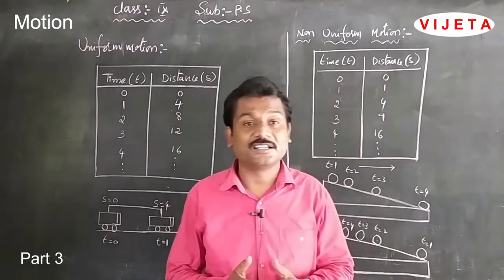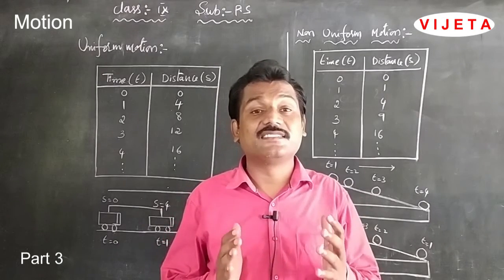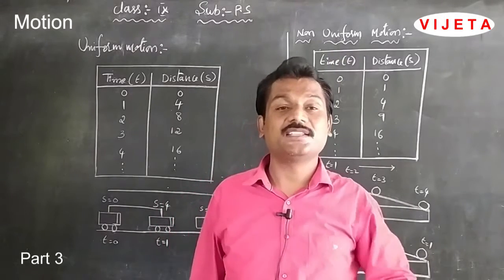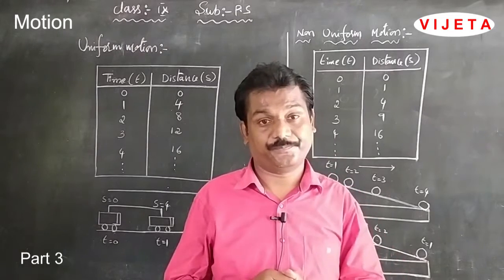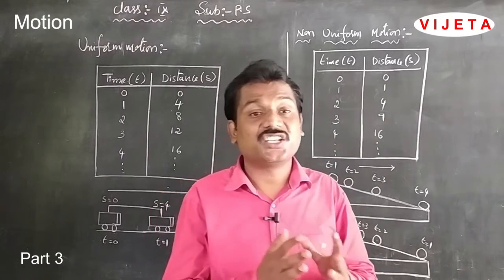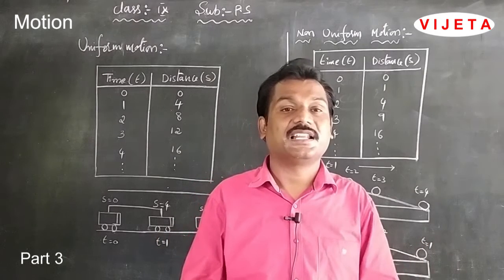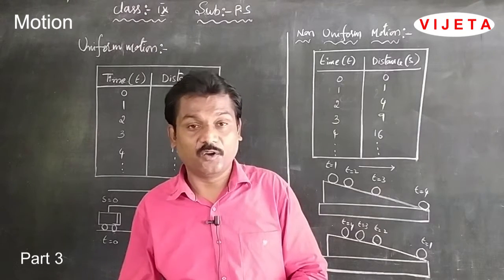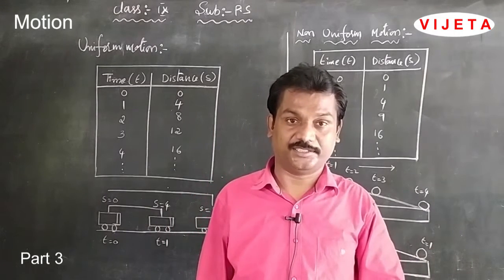If a body is traveling with a change in velocity, then the body is said to be traveling with acceleration. That means in non-uniform motion, a body is always traveling with acceleration. So, acceleration is nothing but the change in velocity with respect to time. Acceleration is defined as the rate of change of velocity. Acceleration means either increasing velocity or decreasing velocity.